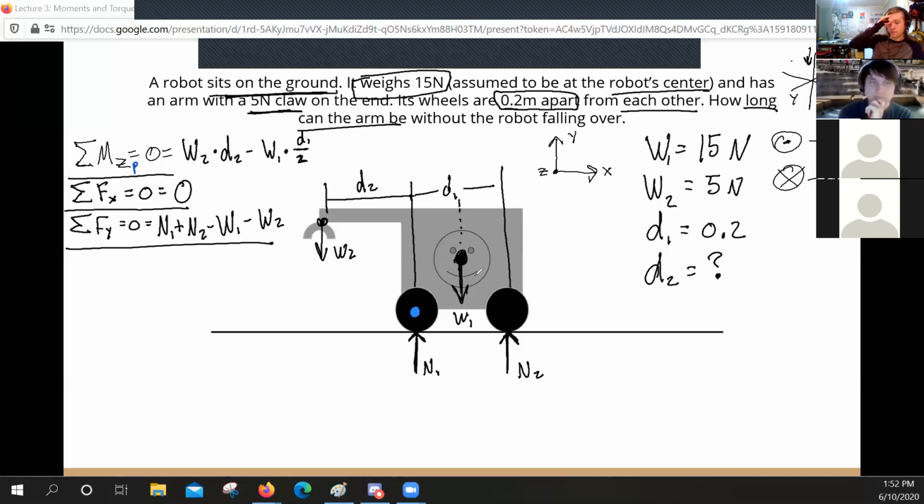Anyone? Would it be plus N2 times D1? Yep. There you go. All right, so we have our two equations.